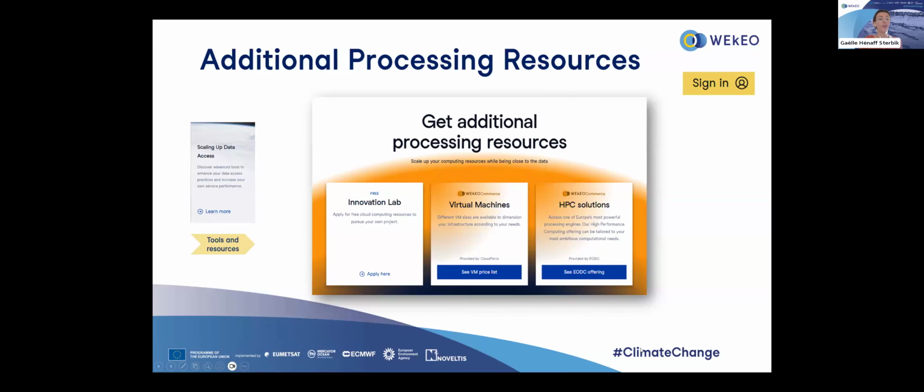And finally, for users with advanced data processing needs, WEkEO offers scalable cloud computing resources designed to support both research activities and operational workloads. So these resources fall into two main categories to match different user profiles and project requirements. I will not go into much more detail, but feel free to look on the website if you have more questions about this option.